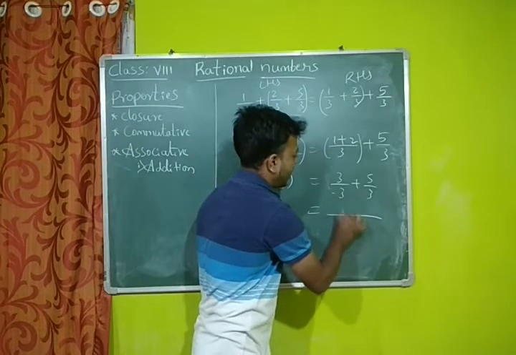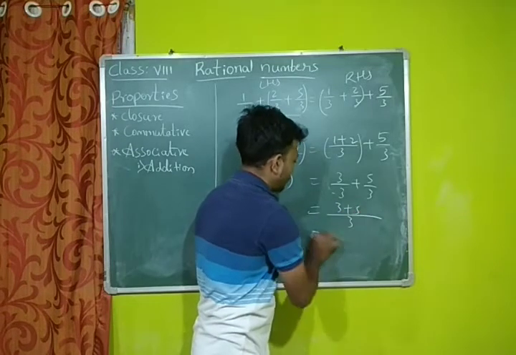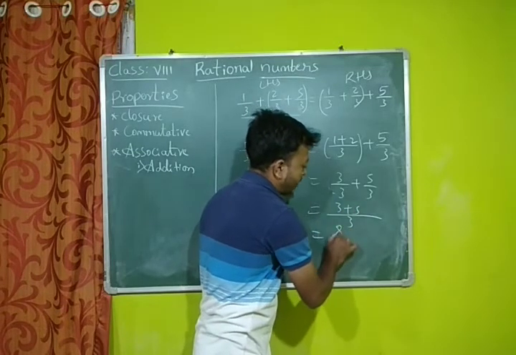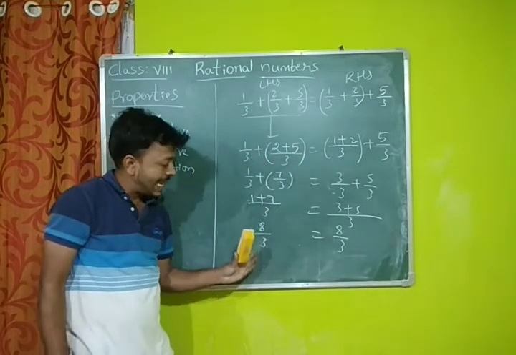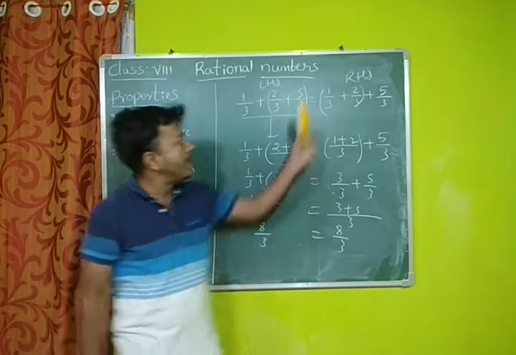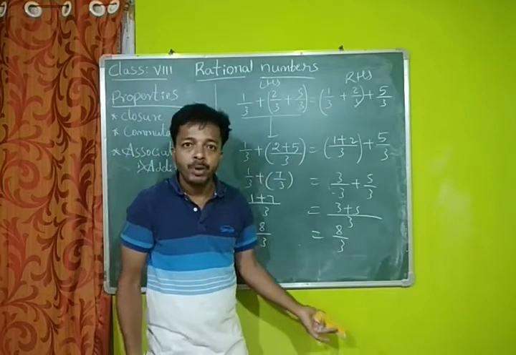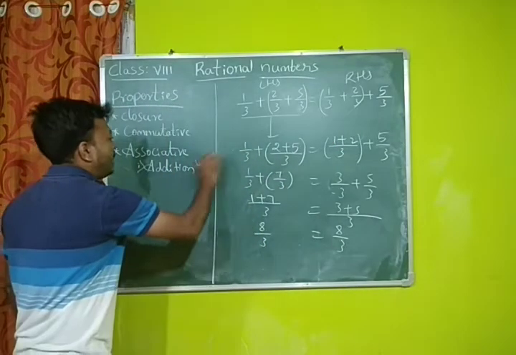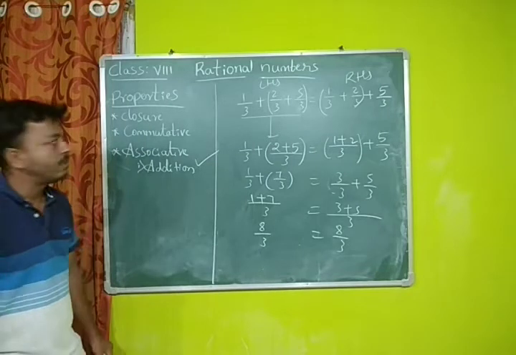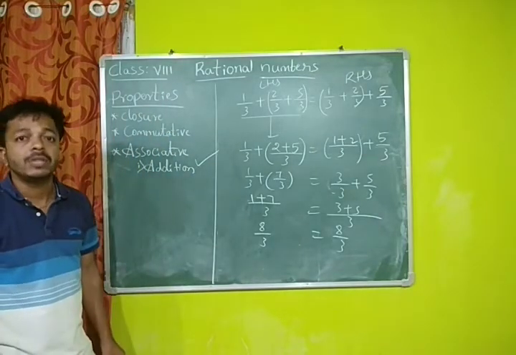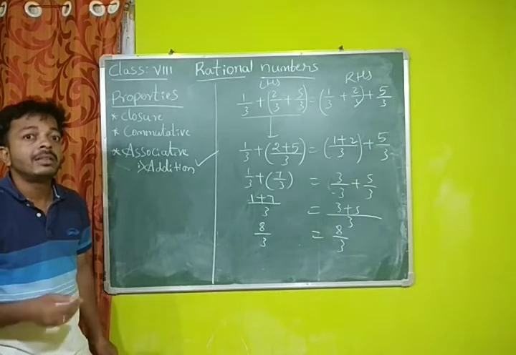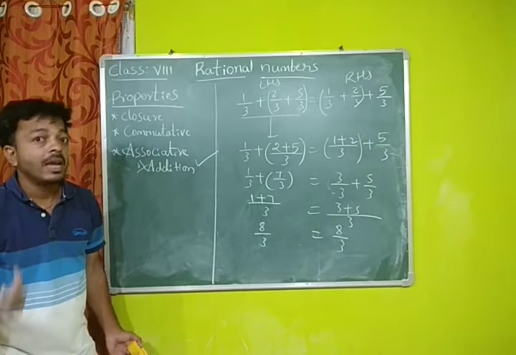So this is 3 plus 5. 3 plus 5 equals how much? 8/3. So just check here: LHS is 8/3 and RHS is also 8/3. Proved. Addition is applicable for rational numbers in the associative property. And still three more are there. Which are those three?